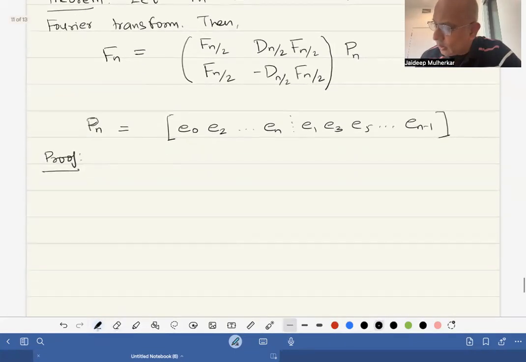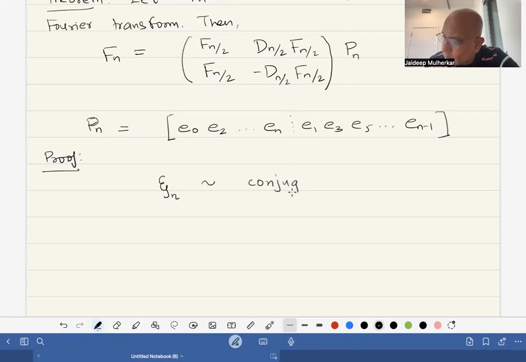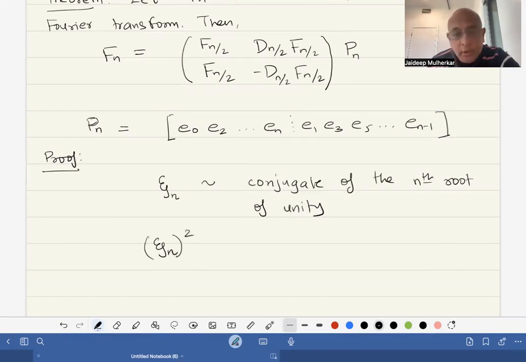Well, the key idea of the proof here is that if I have the conjugate, the complex conjugate of the nth root of unity, then if I take the square of this, then this is the n over 2 root of unity. Okay, so this is the key idea of the proof.